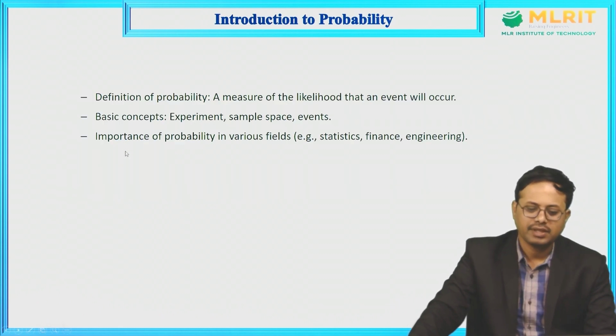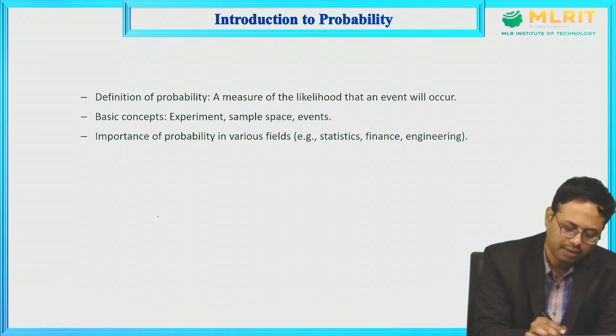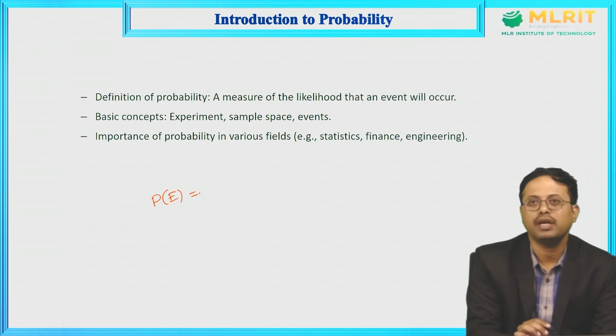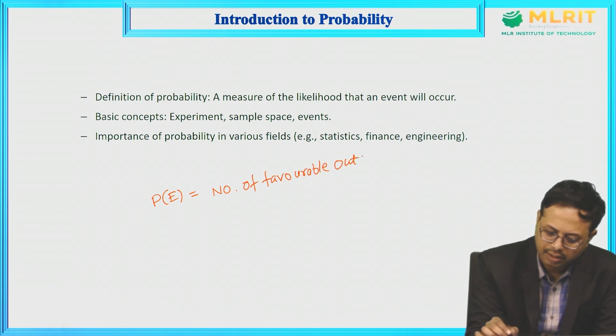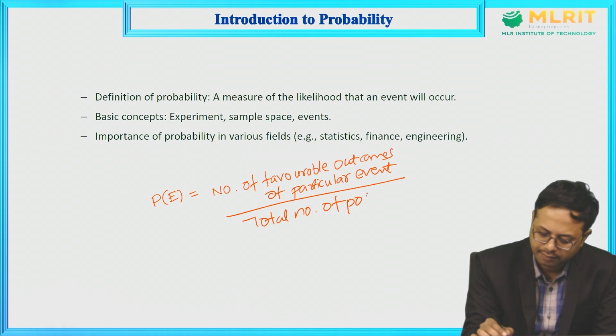Probability. What is the definition of probability? The definition of probability is decided based upon the particular event. The probability of a particular event is equal to the number of favorable outcomes of that event divided by the total number of possible outcomes. This is the basic definition.